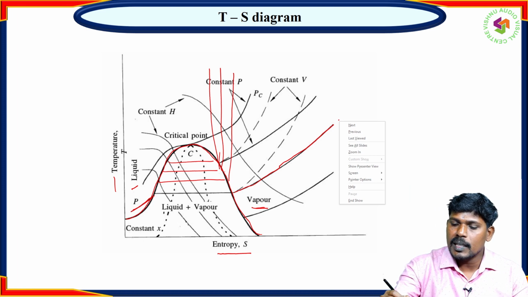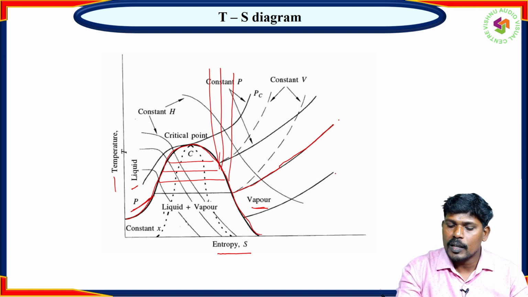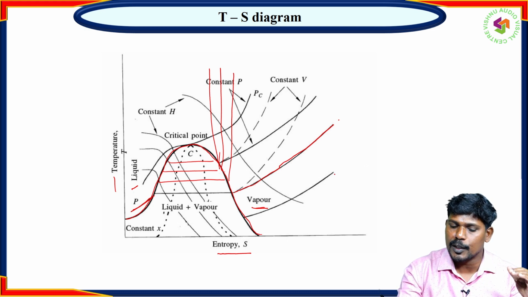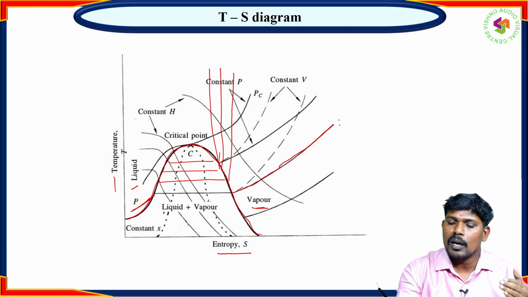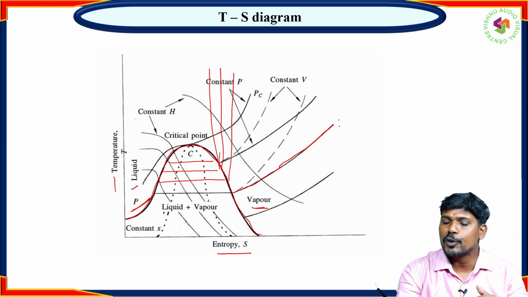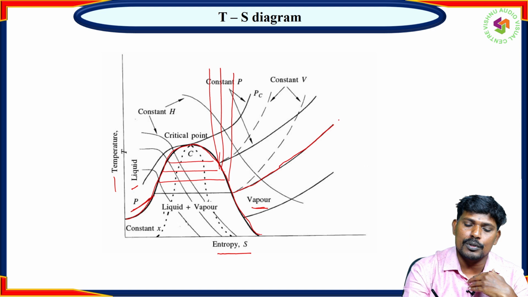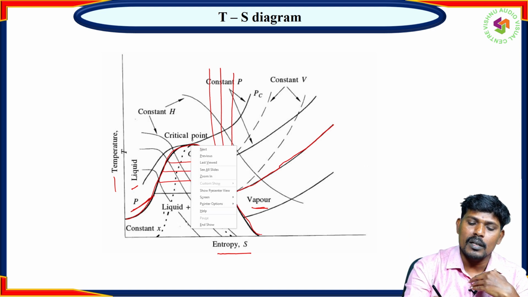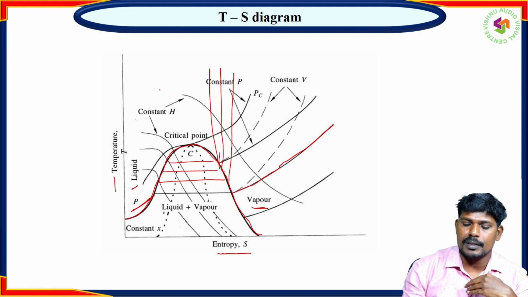At a particular pressure, when the temperature of that particular fluid is changing, how is the entropy changing? And next, if we increase the pressure, when the temperature is changing, how is the entropy changing for that particular system? Like this, this point shows the critical point. Above the critical point is called the supercritical state.